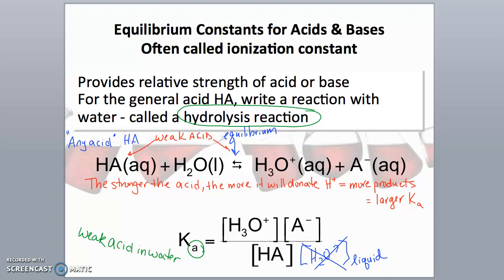We can write an equilibrium expression for this reaction as seen at the bottom. Water is left out of the expression because it's a liquid. A strong acid will completely dissociate into ions when reacted with water, resulting in a very large K value, and the reaction would be written with a single arrow. This reaction represents a weak acid. Since it only partially dissociates, we will have an equilibrium.